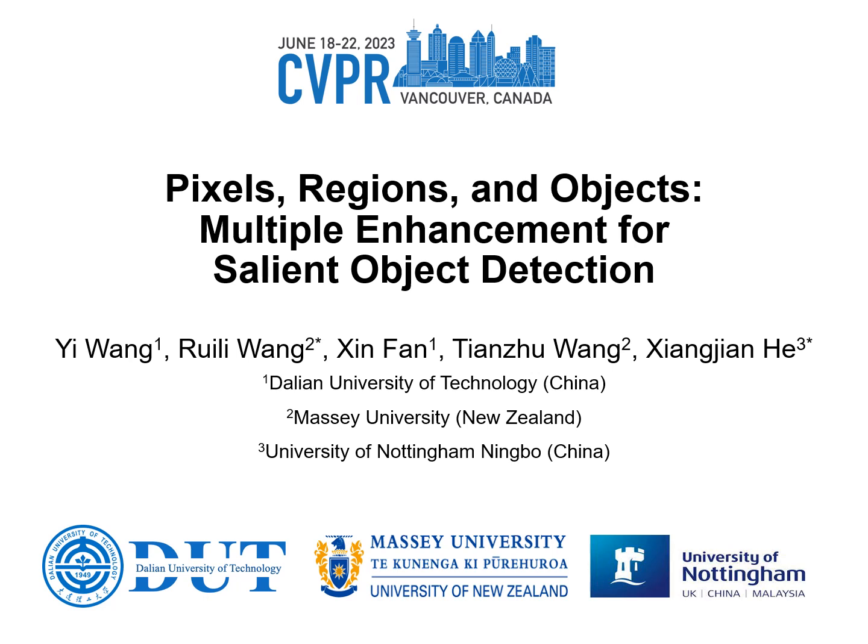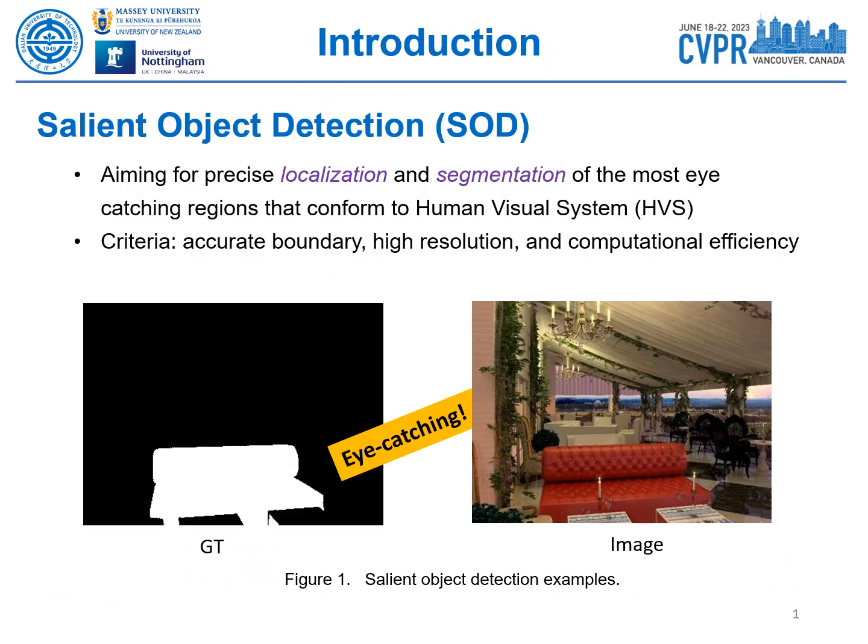I'm delighted to present our research, Pixels, Regions, and Objects: Multiple Enhancements for Salient Object Detection. The aim of SOD is to mimic the human visual mechanisms to identify and segment the most eye-catching region in an image. It is the foundation of many high-level visual tasks, such as object recognition and scene understanding.